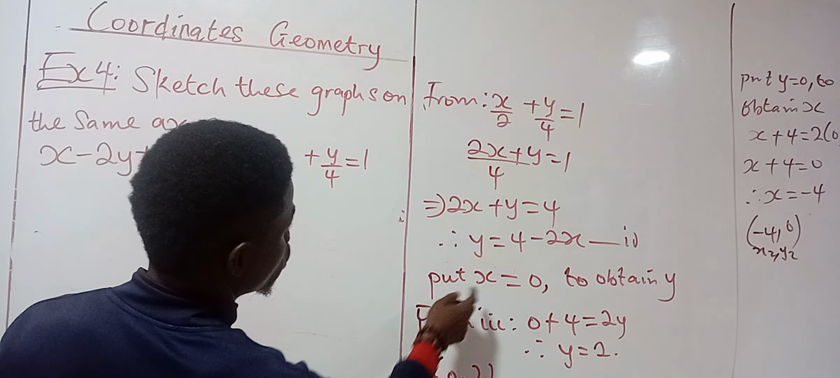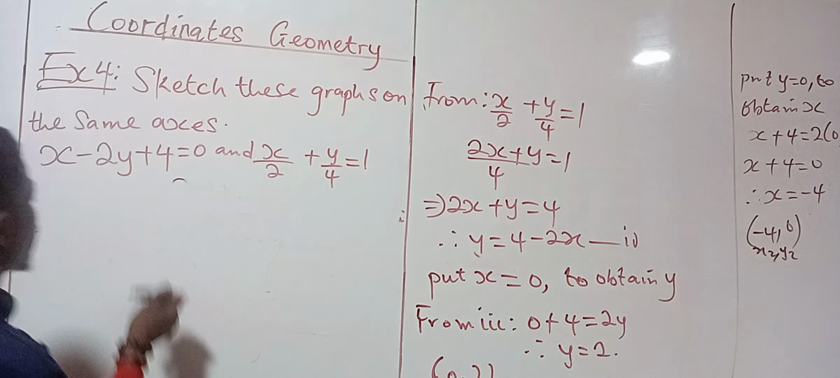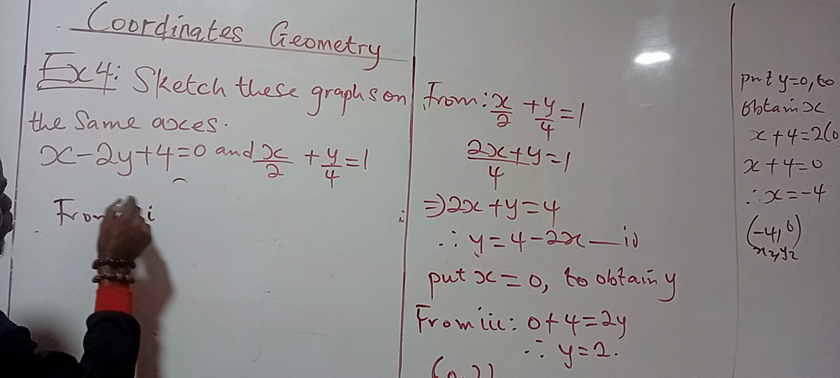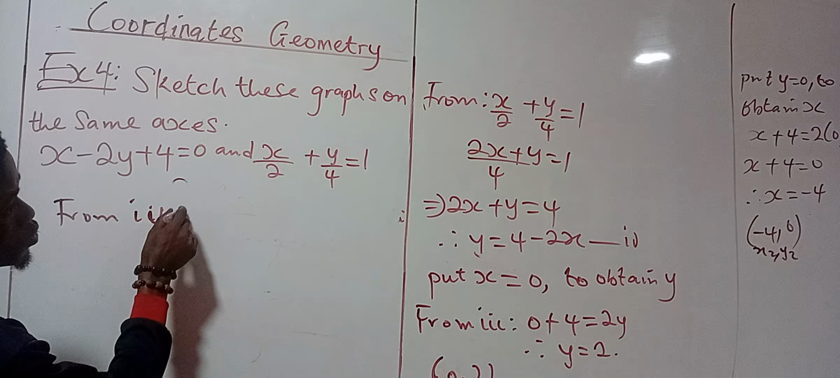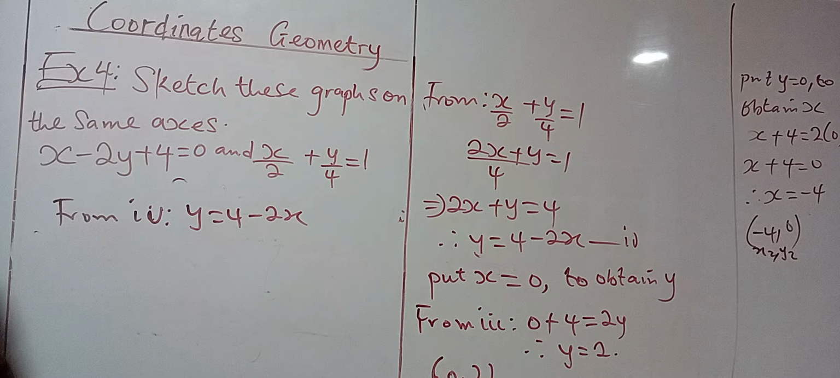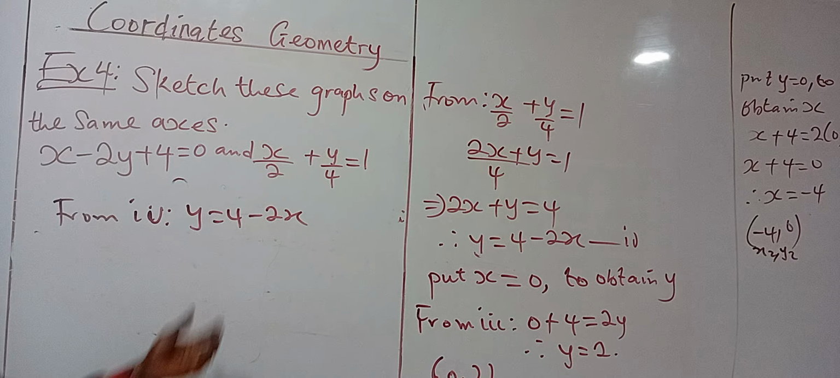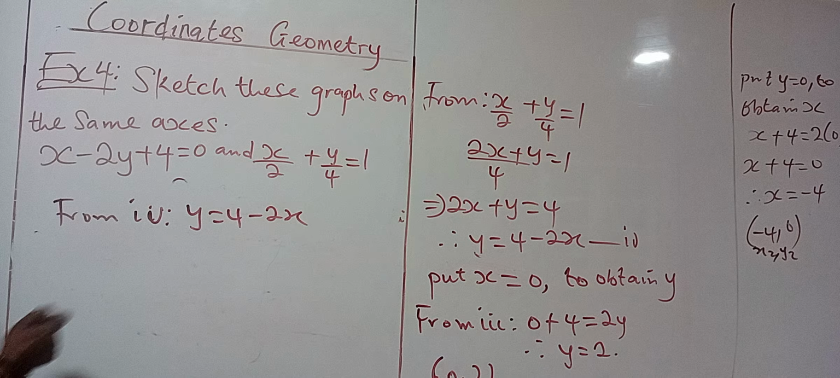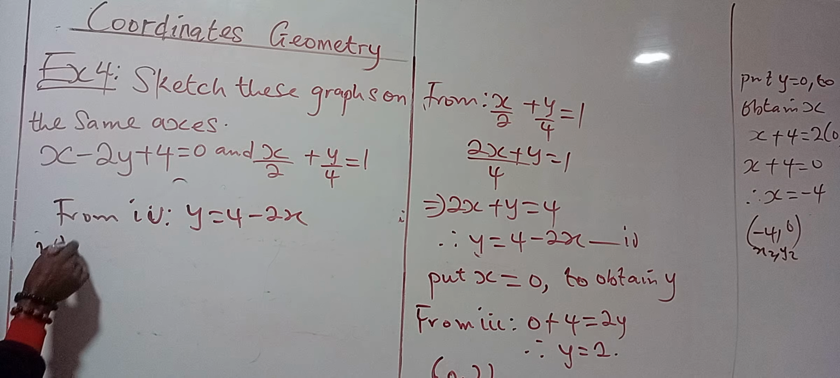So let's go to equation 4 now. Equation 4 is y equals 4 minus 2x. Here we are going to obtain 2 values for x and 2 values for y. So in this case, just say when what?